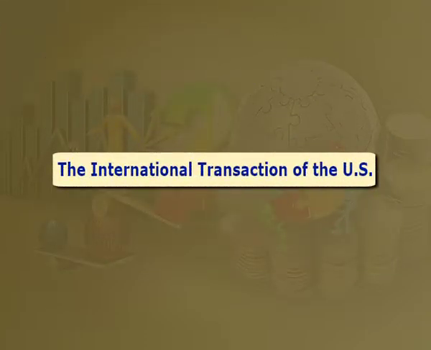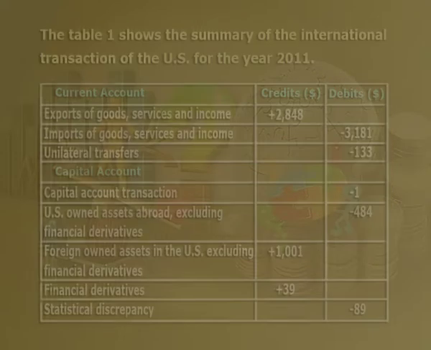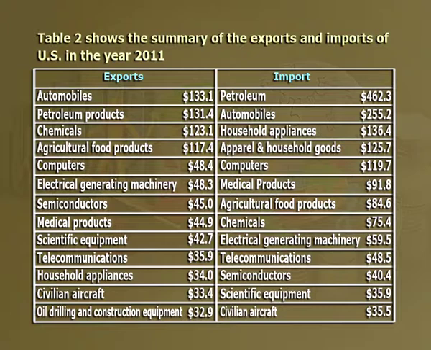Now we will begin with the international transactions of the US. Table 1 shows the summary of the international transactions of the US for the year 2011. Table 2 shows the summary of the exports and imports of the US in the year 2011.